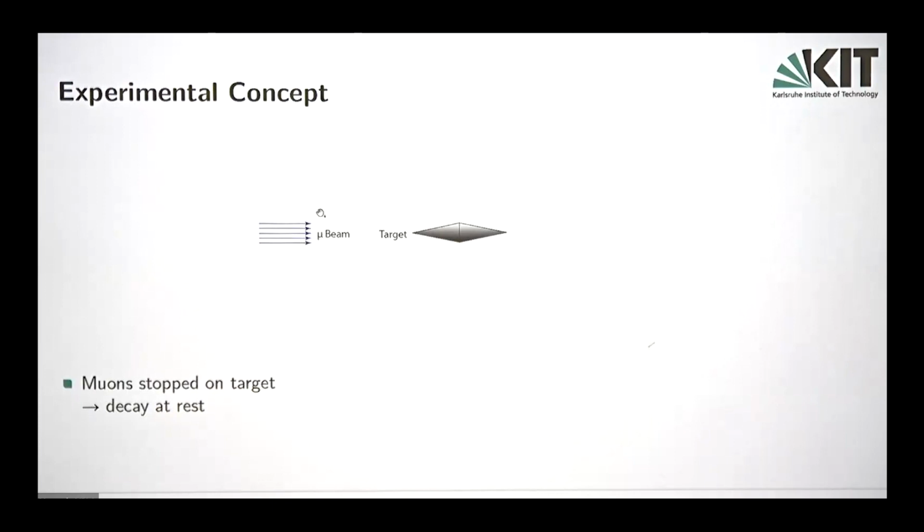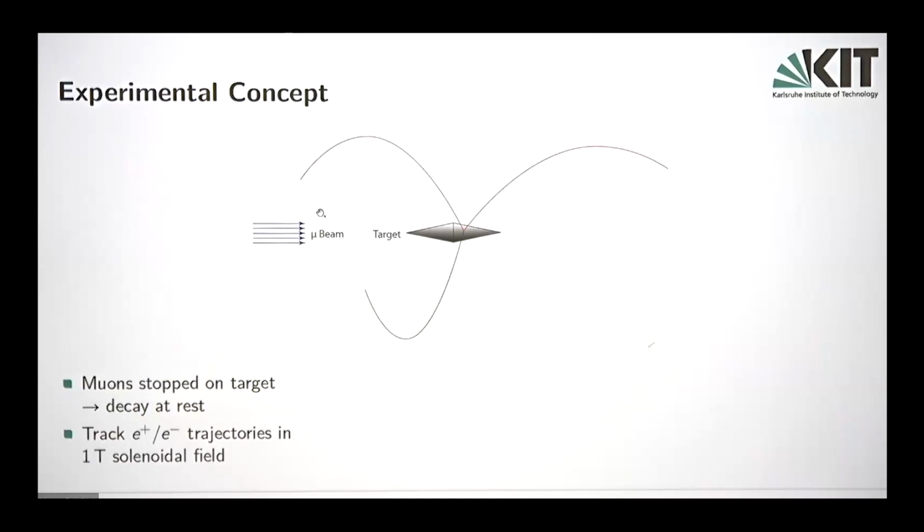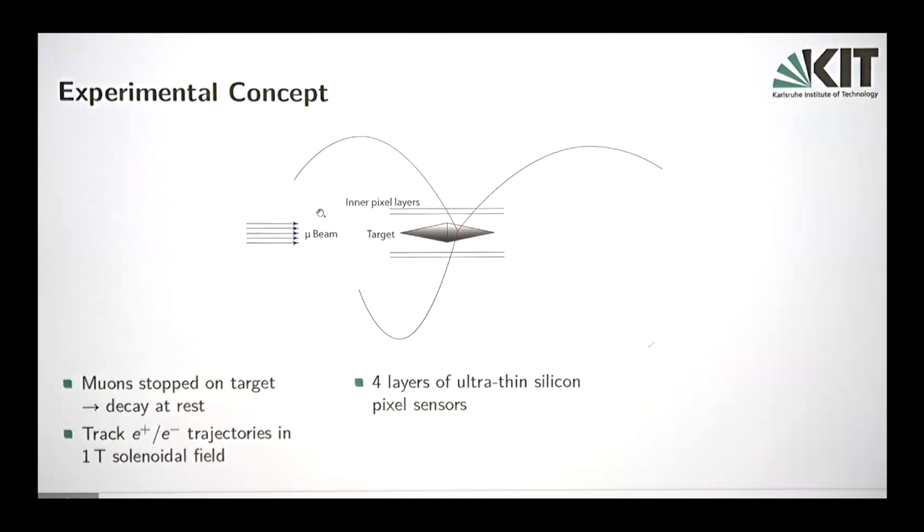So a quick walkthrough of the experiment. Start with the muon beam. We stop it on a target. This is a hollow target, very thin material. So we have decays at rest. Then there's a magnetic field solenoid, 1 Tesla. So we have curved trajectories. We can measure the momentum of these. And this we do with ultra-thin silicon pixel sensors.